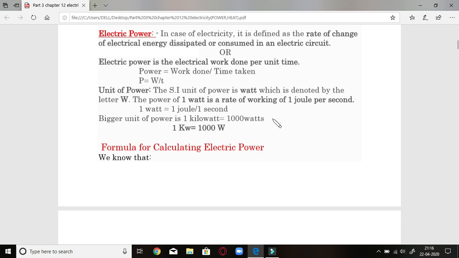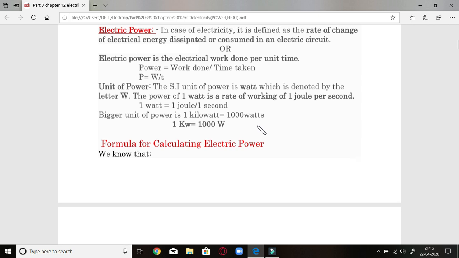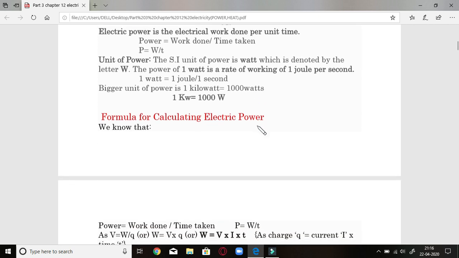The bigger unit of power is kilowatt, which is generally used these days. 1 kilowatt is equal to 1000 watt. Therefore 1 kilowatt is 1000 watt. So these are some essential contents for electric power, with which various electrical appliances are rated.